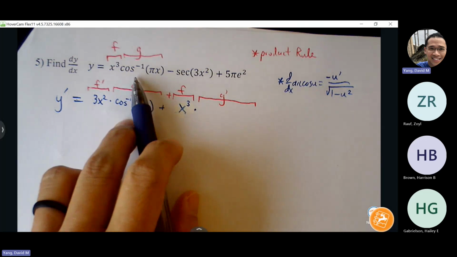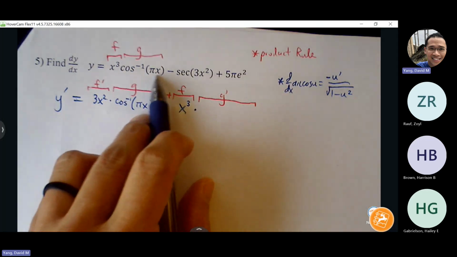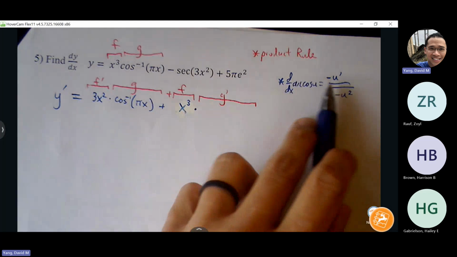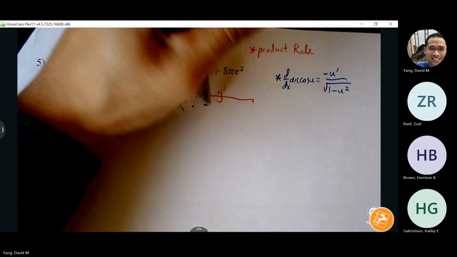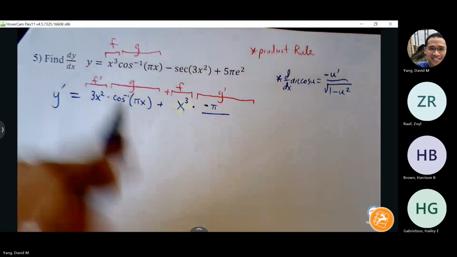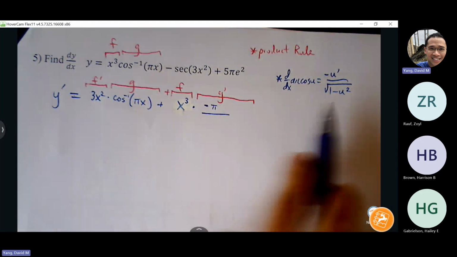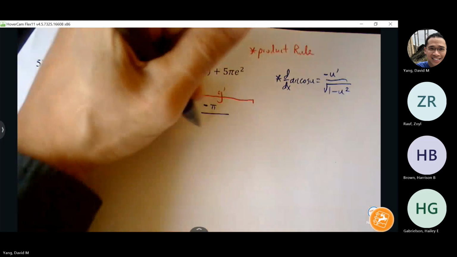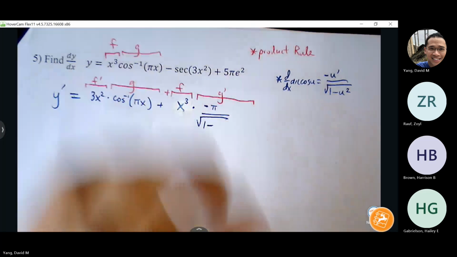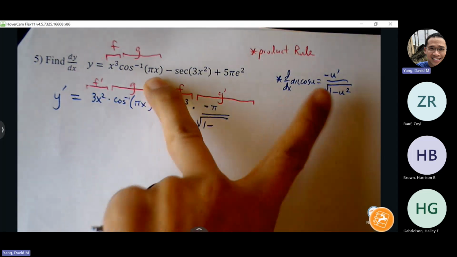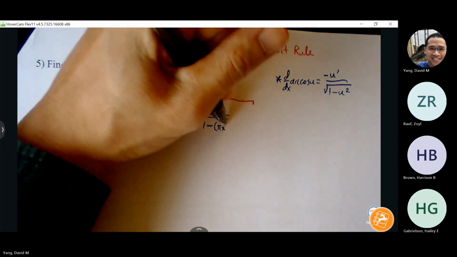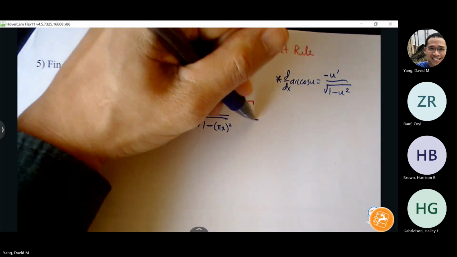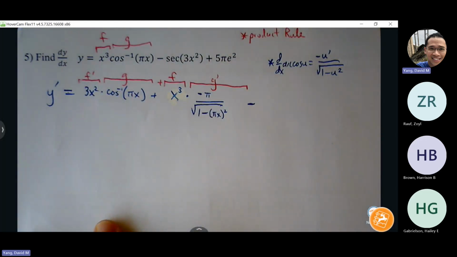Okay, our cosine. We have our u value being pi x, so the derivative of pi x would just be pi. Make sure we keep that negative in front. And square root of 1 minus u squared. My u value is pi x. We want to make sure we square that entire expression. Okay, done with the product rule.